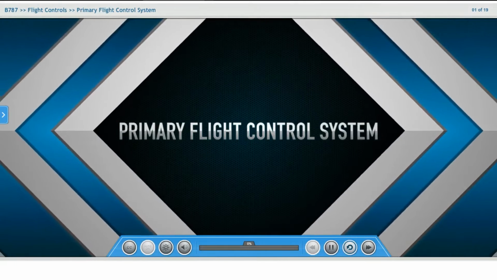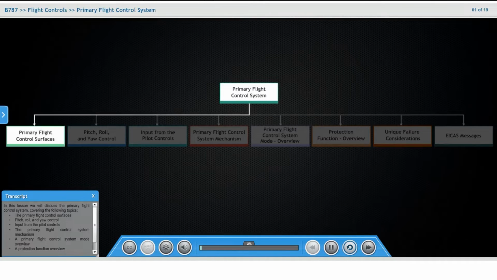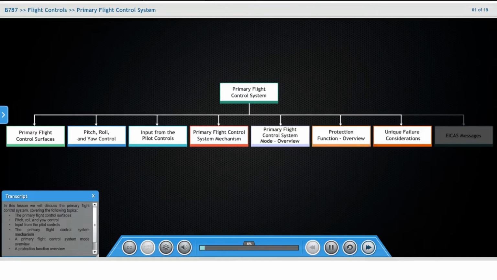Primary Flight Control System. In this lesson, we will discuss the primary flight control system covering the following topics: the primary flight control surfaces, pitch, roll, and yaw control, input from the pilot controls, the primary flight control system mechanism, a primary flight control system mode overview, a protection function overview, unique failure considerations, and ICAS messages.